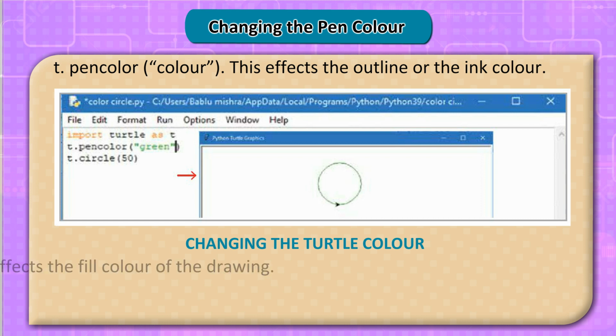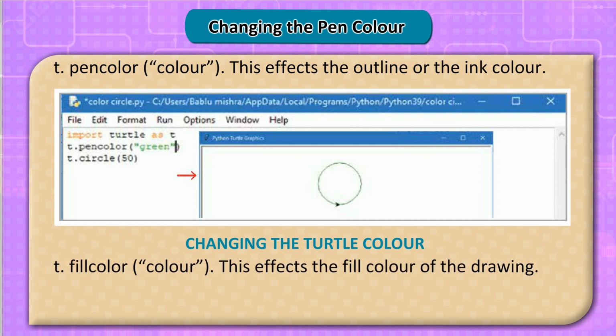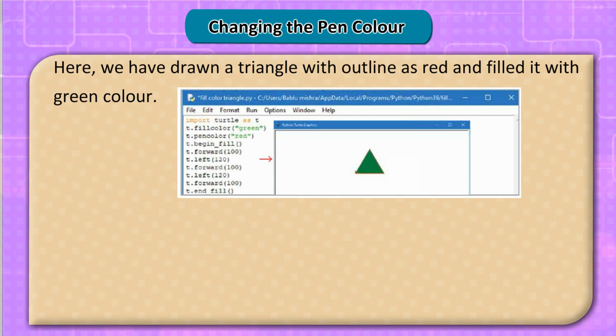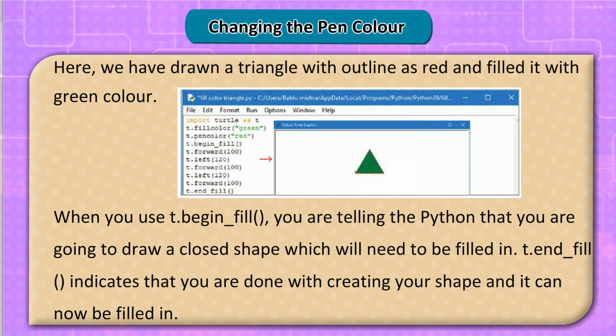Changing the turtle color: T.fillcolor. This affects the fill color of the drawing. Here, we have drawn a triangle with outline as red and filled it with green color. When you use T.begin_fill, you are telling Python that you are going to draw a closed shape which will need to be filled in. T.end_fill indicates that you are done with creating your shape and it can now be filled in.